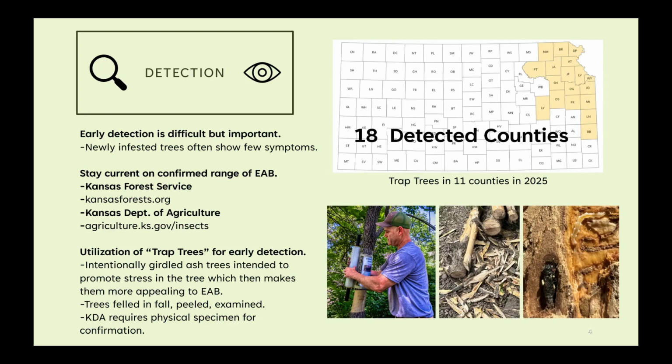The next image over is just some downed ash material that's been peeled in an effort to find physical specimens of the insect, like the ones seen on the right, where in the same image we were able to capture a larva and an adult insect in the same image. And so in 2025, we have placed detection trees or trap trees in 11 counties that are adjacent to counties with known EAB infestations.